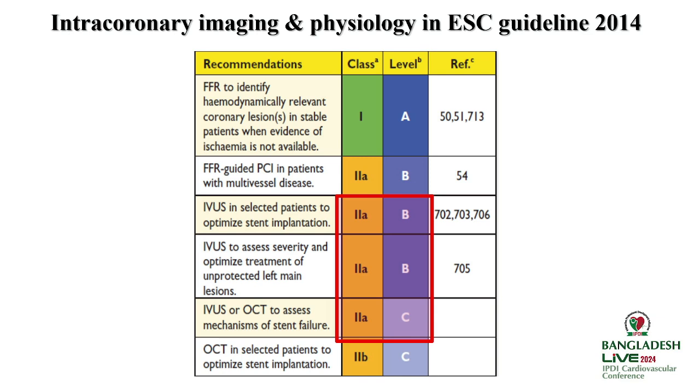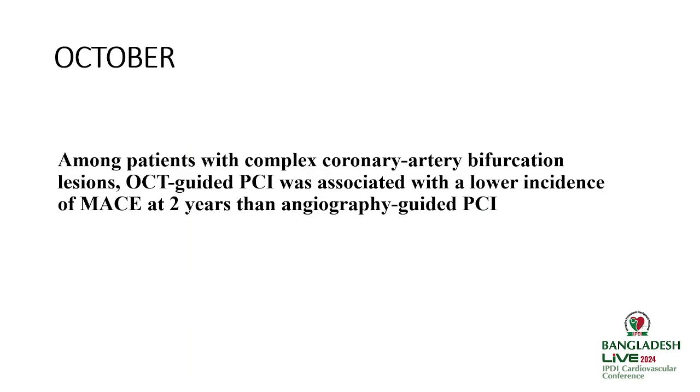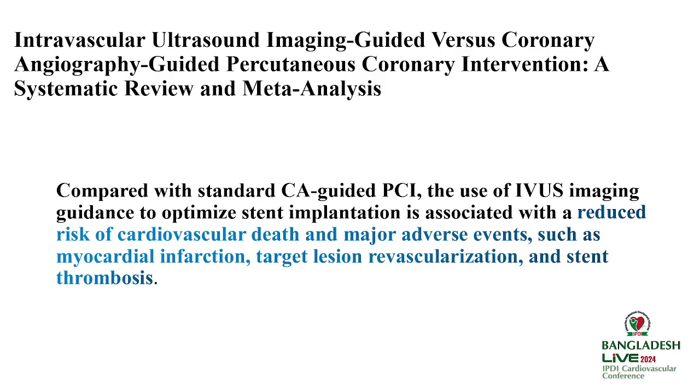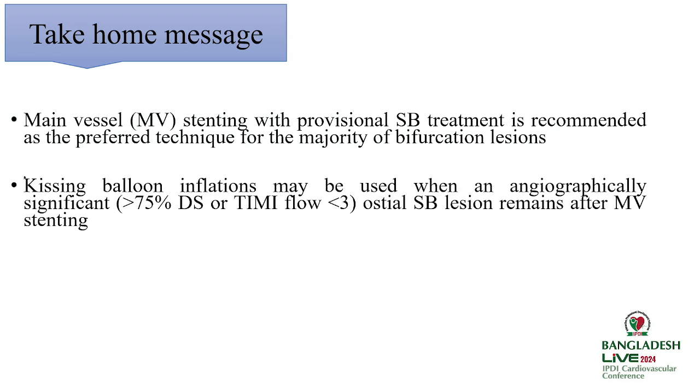As you all know, with left main bifurcation, imaging has a class 2A recommendation. If you look at some trials like Illumien IV, the OCTOBER trial, and some meta-analyses, it has already been established that image-guided PCI reduces the risk of cardiovascular death and major adverse cardiac events such as myocardial infarction, target lesion revascularization, and stent thrombosis. So my take-home message is main vessel stenting with provisional side branch treatment is recommended as the preferred technique for the majority of bifurcation lesions.